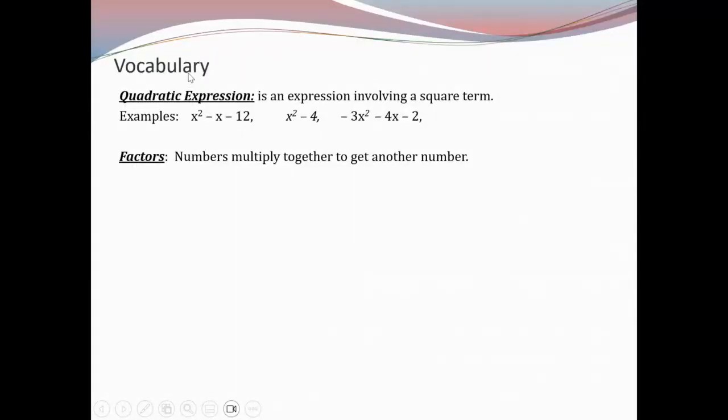Now, this is vocabulary that students must be aware of. A quadratic expression is an expression involving a square term. If you notice, there's no equal sign, because if there is an equal sign, it's going to be an equation. So an expression means there's no equal sign. Examples: x squared minus x minus 12, x squared minus 4, and negative 3x squared minus 4x minus 2 are all examples of quadratic expressions.